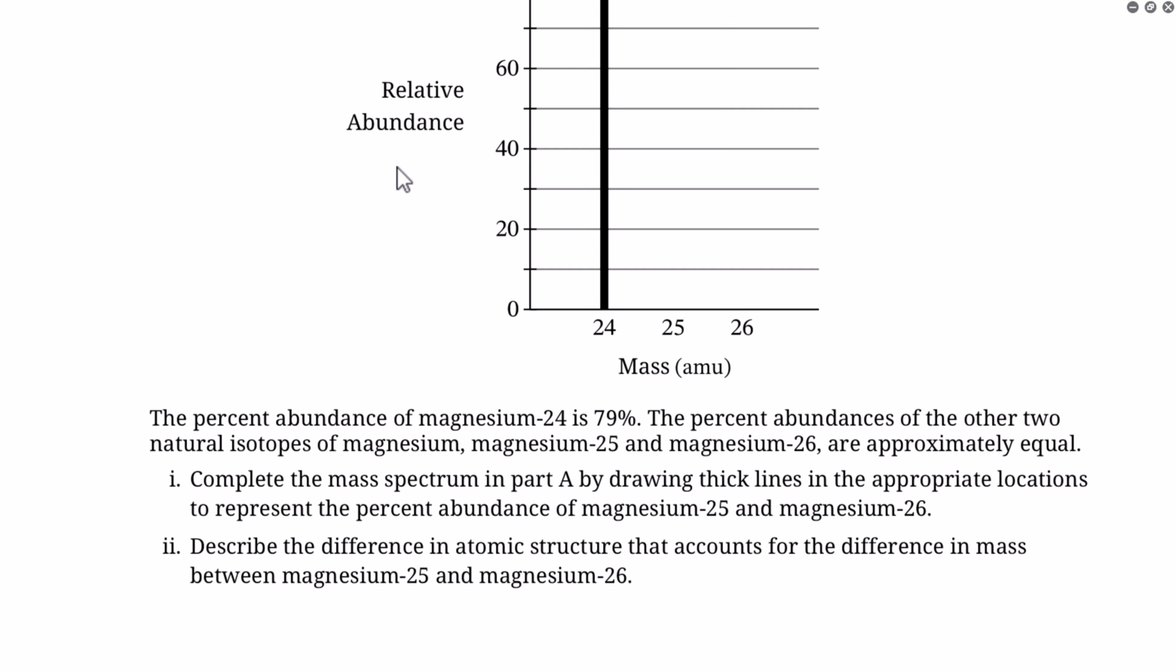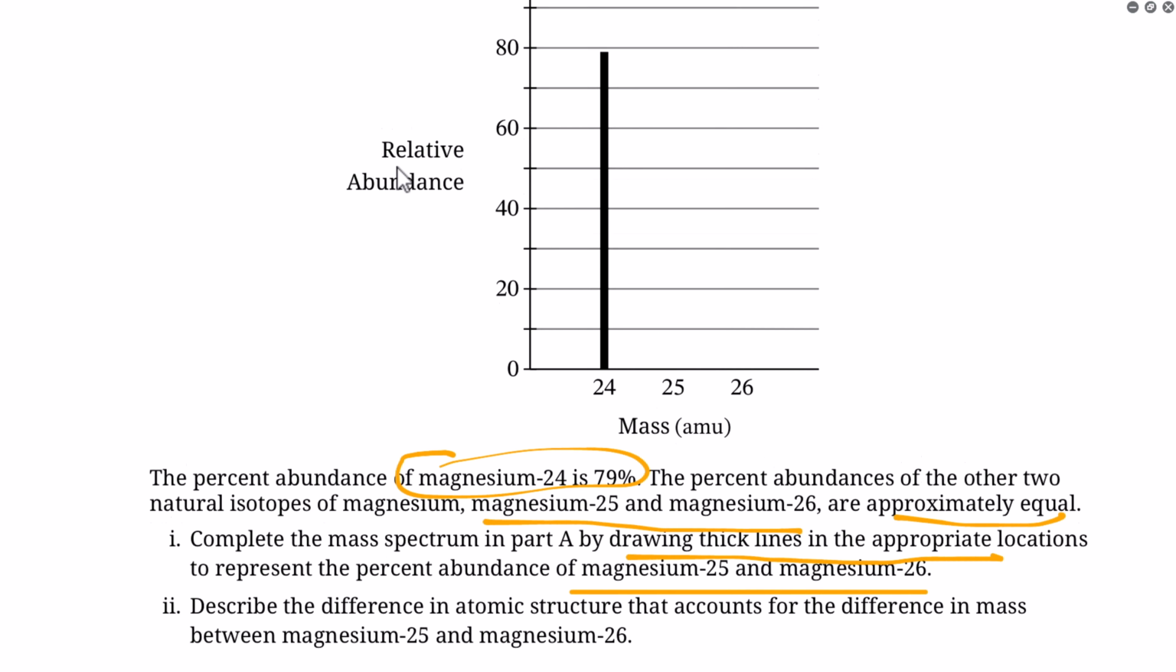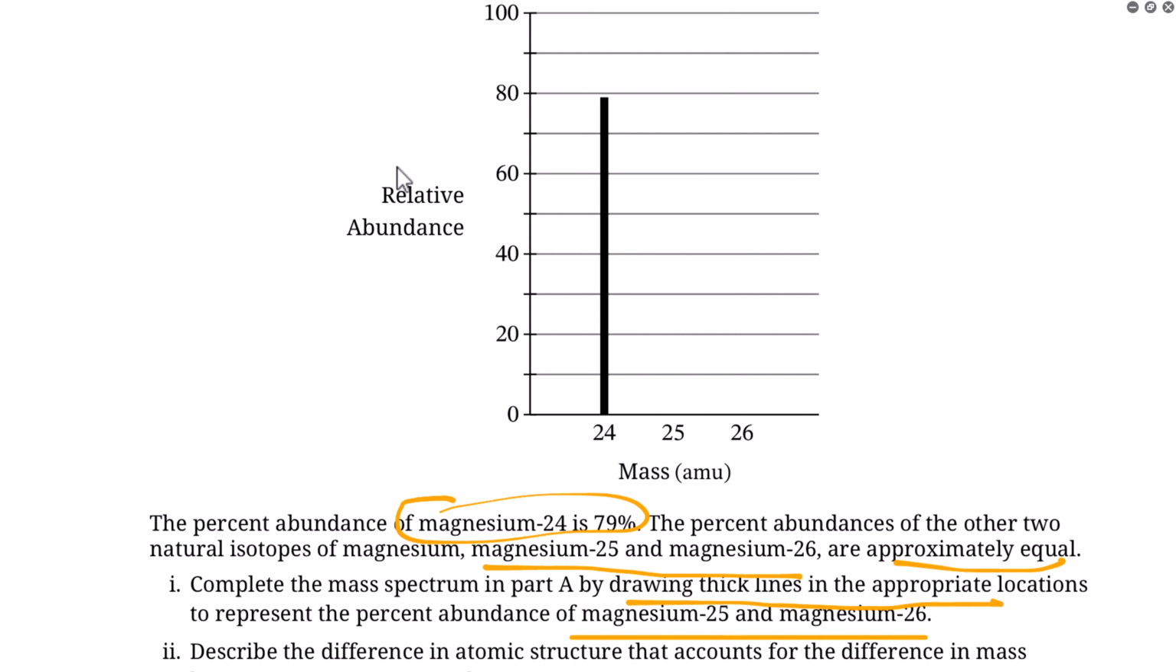The percent abundance of the other two natural isotopes of magnesium, 25 and 26, are approximately equal. Okay. So it says complete the mass spectrum in part A by drawing thick lines in appropriate locations to represent the percent abundance of magnesium 25 and magnesium 26. All right, so it does say here that it's 79%. So that's good to start us off with.